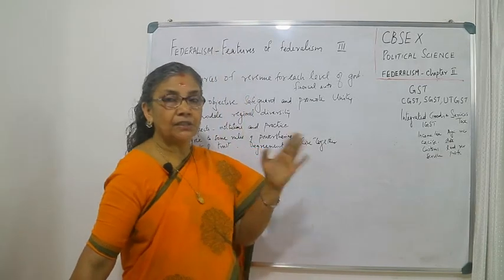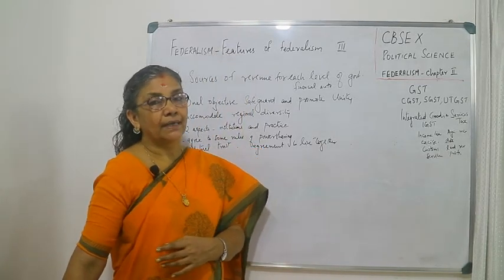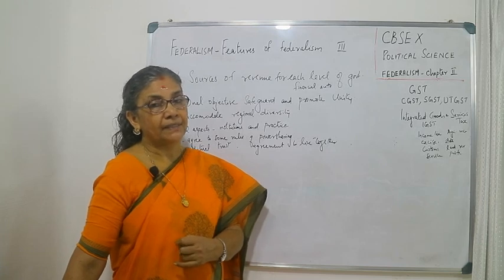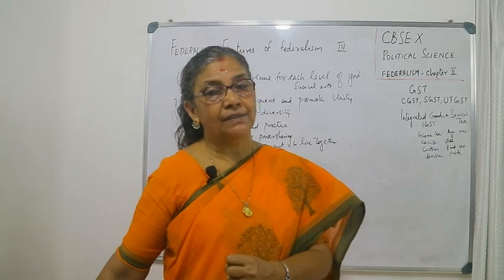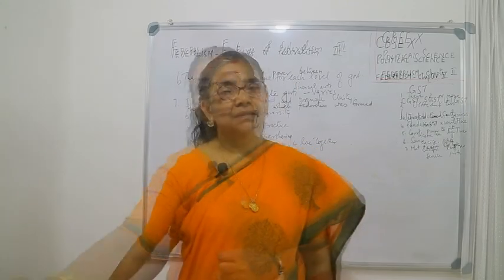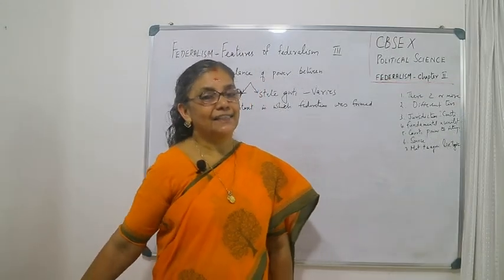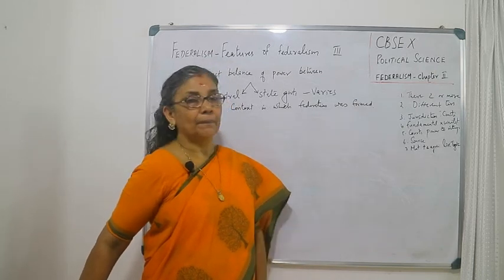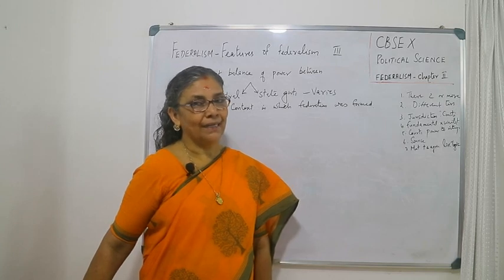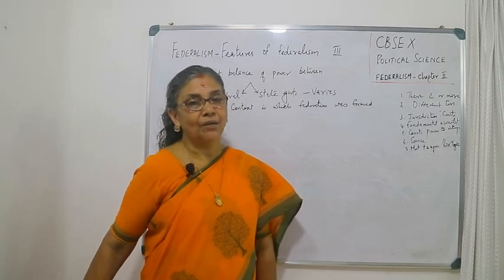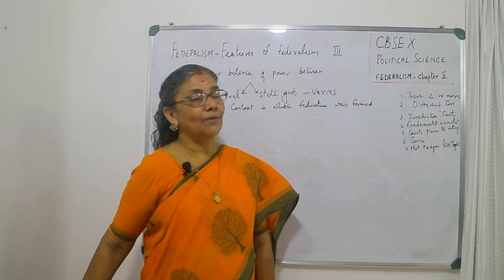And so once more we can go through the points regarding the features of federalism. What are the features? Now we have seen the features of federalism. Once more we can repeat. First point is that there are two or more levels of government. If there are two or more levels of government, we can call it a federal form of government.